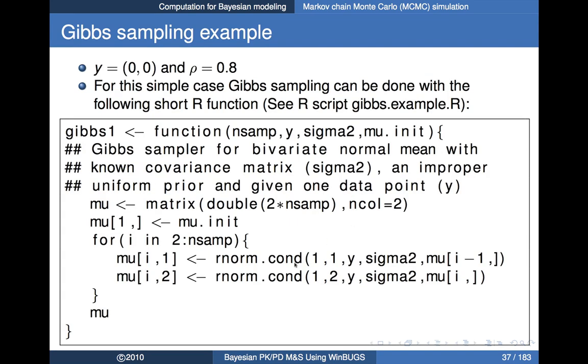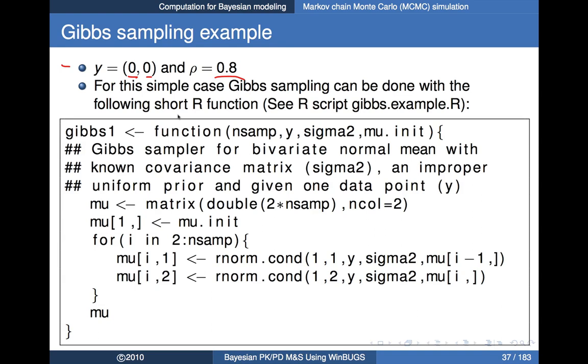And here I illustrate that using a simple R program, an R function I've shown here. So let's make it more specific. Let's put numbers on it. So let's say that y is just the origin. So y is just 0, 0, and rho is 0.8. And we're going to plug that in here. And as I say, for this simple case, the Gibbs sampling can be done with a very short R function.